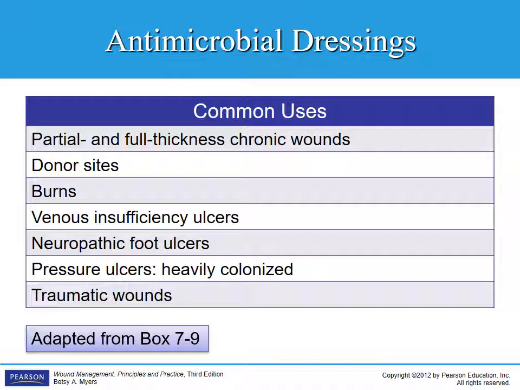So again, generally in the perianal area, you might get a heavily colonized pressure ulcer just because of where it is. So you can use an antimicrobial dressing for a period of time, or any kind of traumatic wound. Depending on whatever caused the trauma, you want to make sure that you're using an antimicrobial to get rid of those microbes.